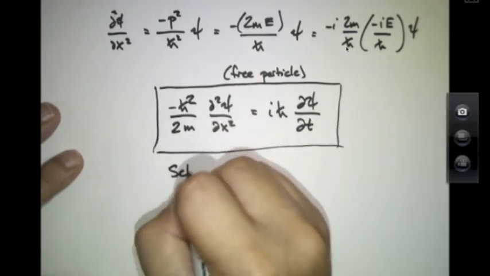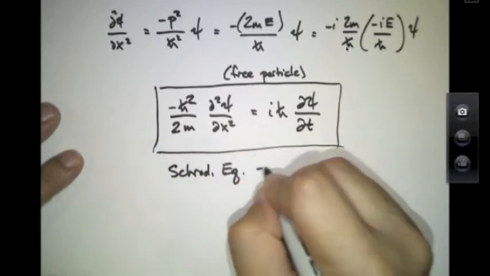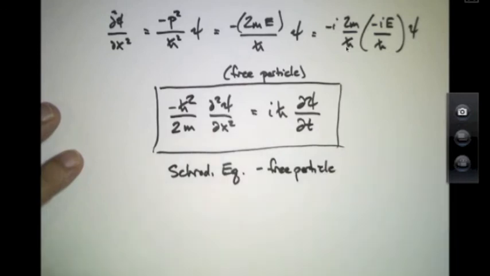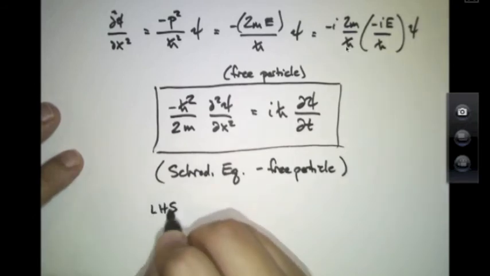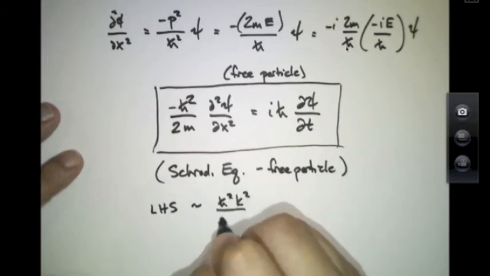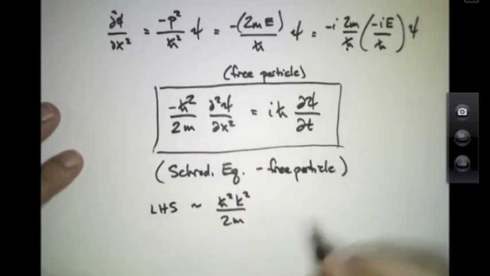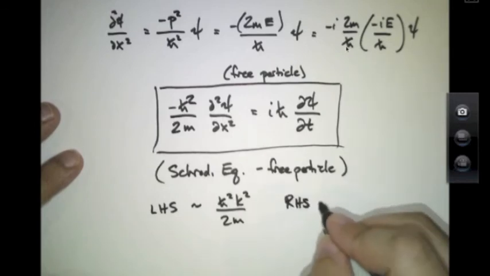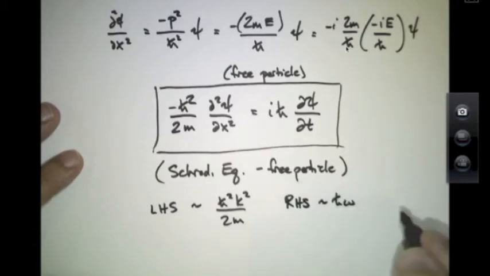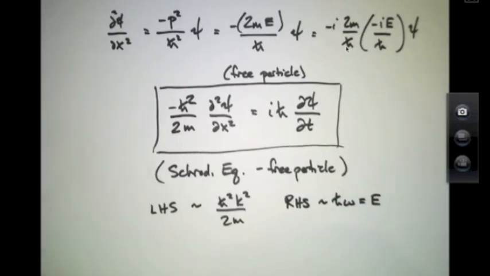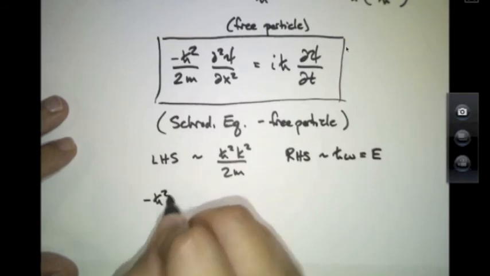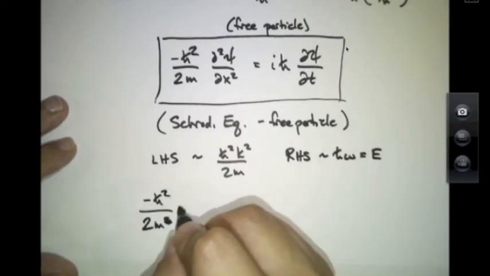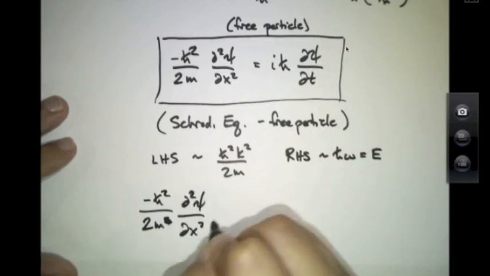And that's Schrödinger's equation for a free particle. The left side is something like a kinetic energy. At least it will be once I take that second derivative. The right-hand side is something like an h bar omega equals E. More generally, Schrödinger's equation looks like this.